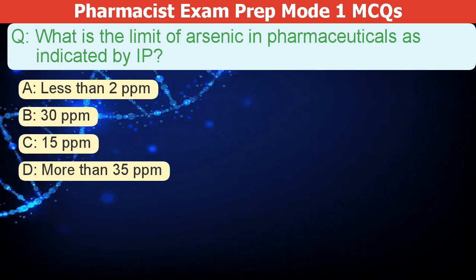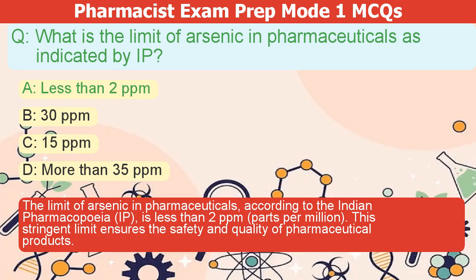What is the limit of arsenic in pharmaceuticals as indicated by IP? A. Less than 2 ppm. B. 30 ppm. C. 15 ppm. D. More than 35 ppm. The correct answer is A. The limit of arsenic in pharmaceuticals, according to the Indian Pharmacopoeia, IP, is less than 2 ppm, parts per million. This stringent limit ensures the safety and quality of pharmaceutical products.